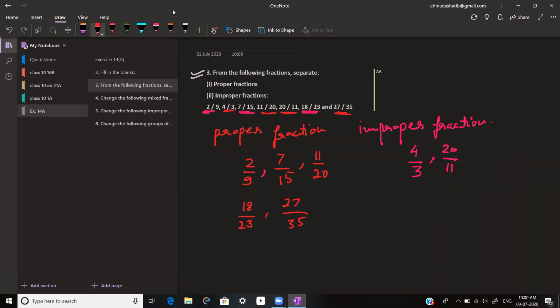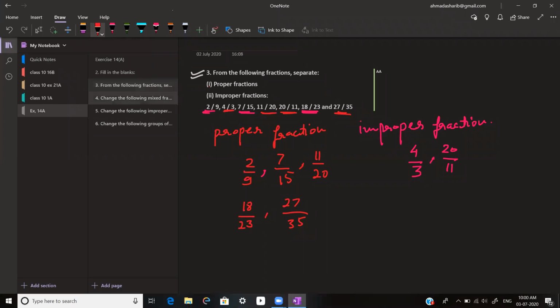I think it is now very clear to you to identify between proper and improper fraction. Is it okay, students? Now, can you identify the difference between proper and improper? Because it is very, very simple. You just have to see the numerator. If the numerator is lesser than the denominator, it means the fraction is proper. If the numerator is greater, then the fraction is improper.